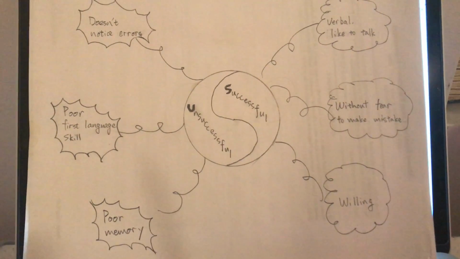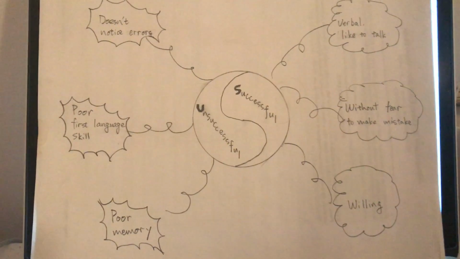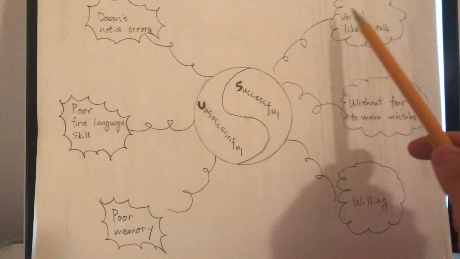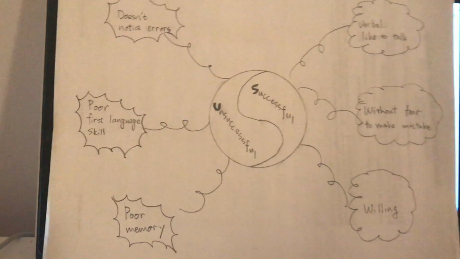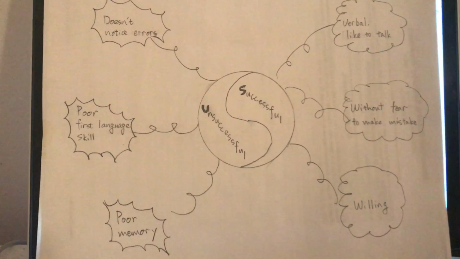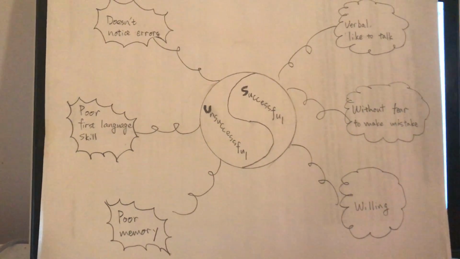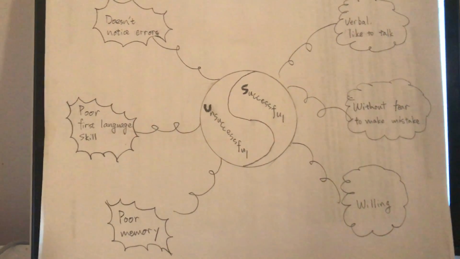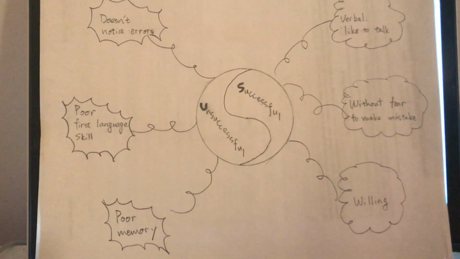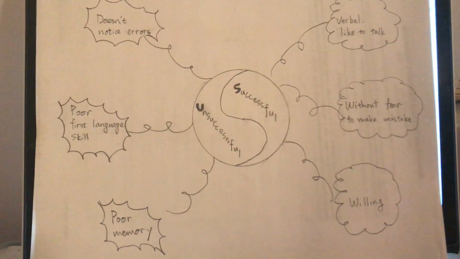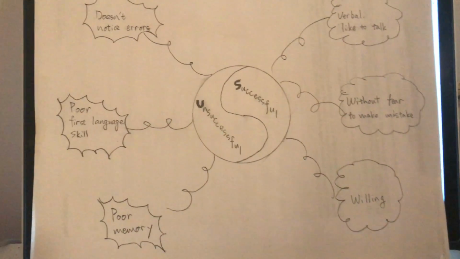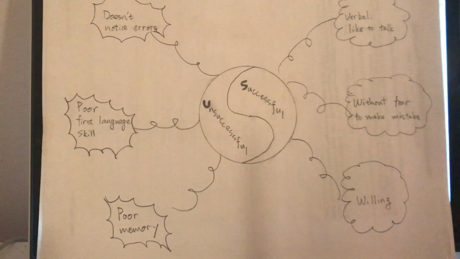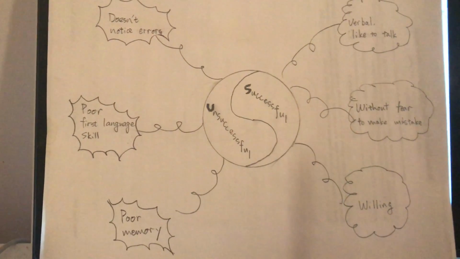The first part is how to be a successful immersion student. The first predictor, or the first condition, is verbal, like to talk. This is the most basic condition because no matter how good the students are or how good the talents they have, if they do not like to talk, they will have no chance to practice their language skill, and this makes them have no possibilities to make progress. So they have to be verbal and they have to like to talk.